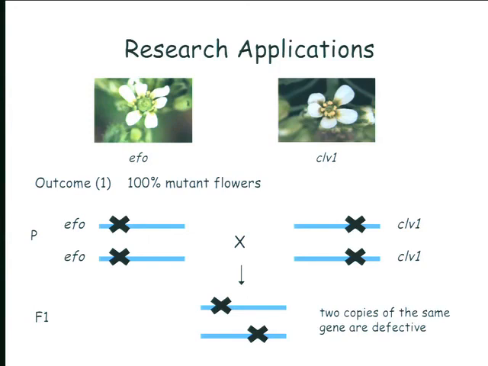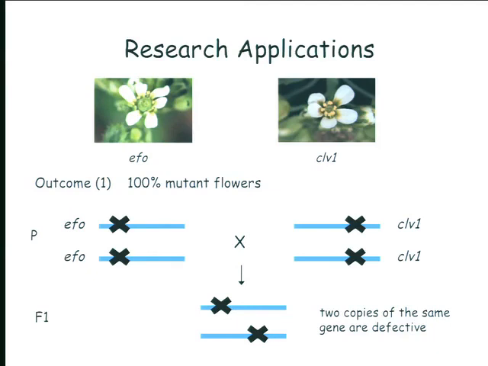If you get 100% mutant flowers, it means that the clavata1 mutation was in the same gene, someplace else on the gene, but it also knocks out the function of this blue gene. So in the progeny of the cross, the progeny are going to get one copy of the EFO defect that inactivates the gene up here somewhere, and one copy of the clavata1 defect, which inactivates the gene down there somewhere. So you have two copies of the same gene, and they're both defective. So that's how you get mutant flowers. You're never going to get functional wild-type flowers out of that cross. Does that make sense? All right.